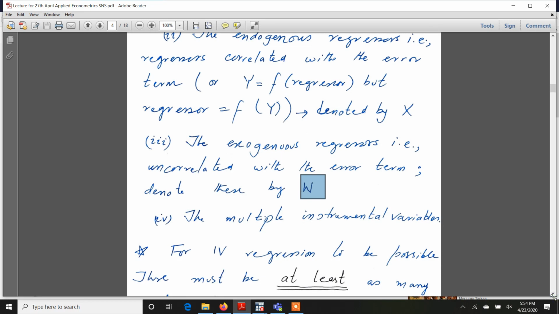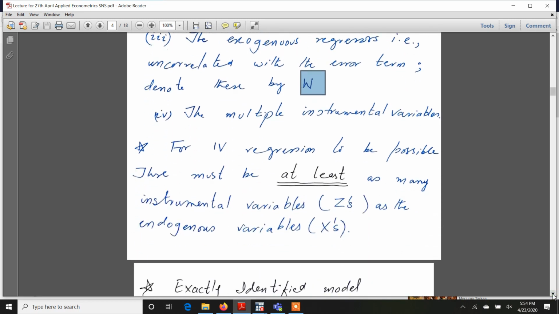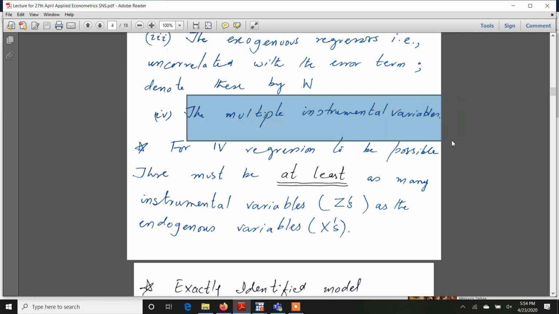Okay, and then we have some multiple instrumental variables. So what are instrumental variables? If you can recall from the last lecture, they are highly correlated with the endogenous regressor, but they are not correlated with the error term. That is why we call them instruments, because they serve as an instrument for a better regression.